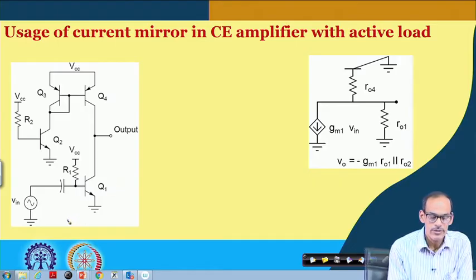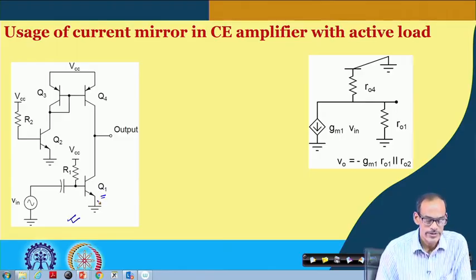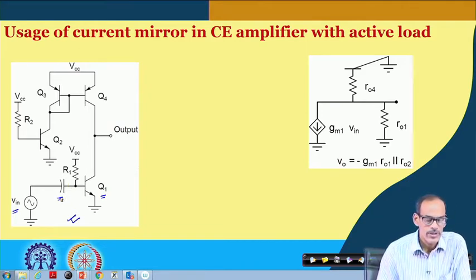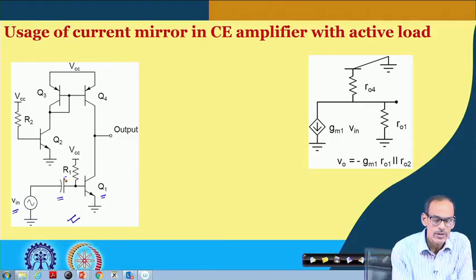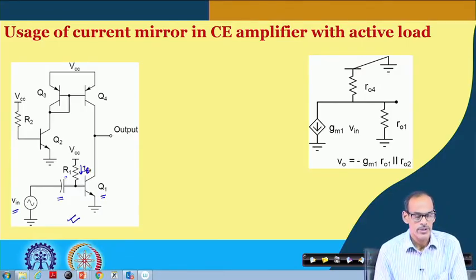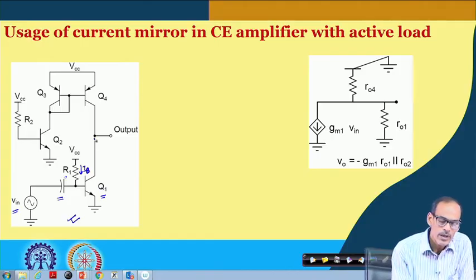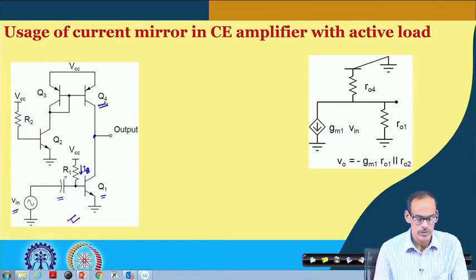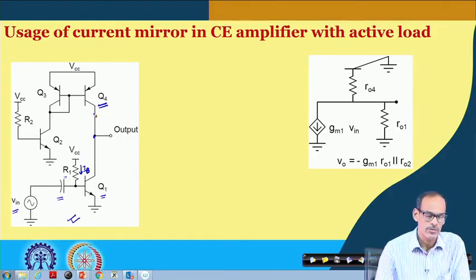So, this is the main circuit, where transistor 1 is working as the amplifying device. Input signal we are feeding through the coupling capacitor, and R1 provides a bias current IB. So, this is more like a fixed bias common emitter amplifier. At the collector, instead of connecting a passive load, here we have Q4, which is working as active load.